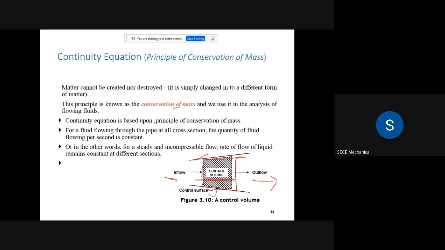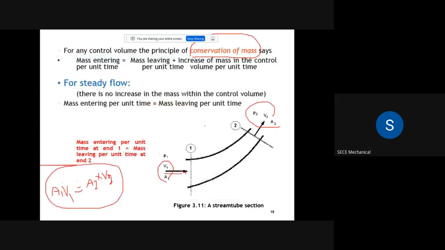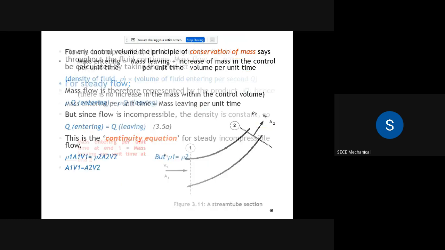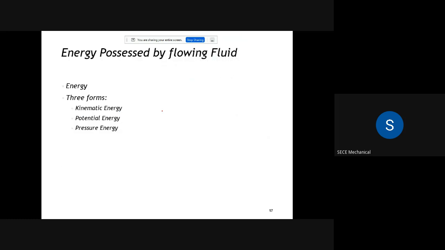Based upon this law of conservation of mass, the continuity equation works. That is, the rate of fluid at the inlet is equal to the rate of fluid at the outlet, A1 V1 is equal to A2 V2, in a controlled volume. Mass entering per unit time is equal to mass leaving per unit time plus the increase of mass in the controlled volume per unit time. But the increase of mass in the controlled volume will be zero, as there is no addition of mass. Therefore, mass entering per unit time is equal to mass leaving per unit time for a steady state flow, right?